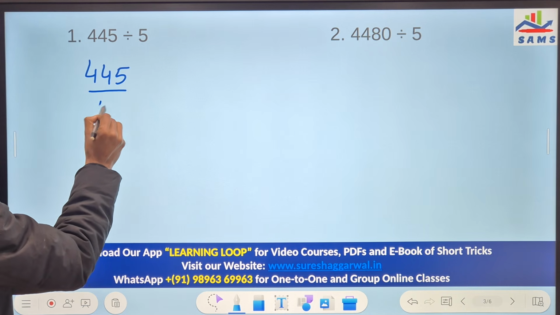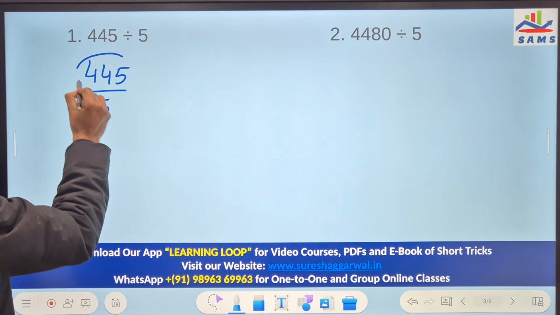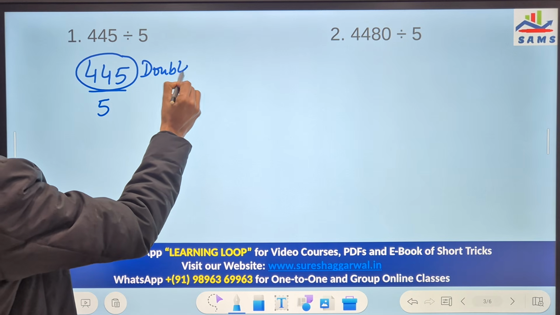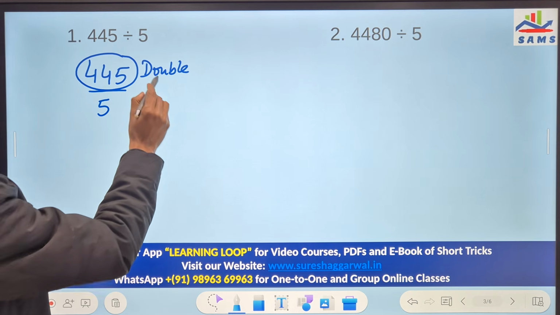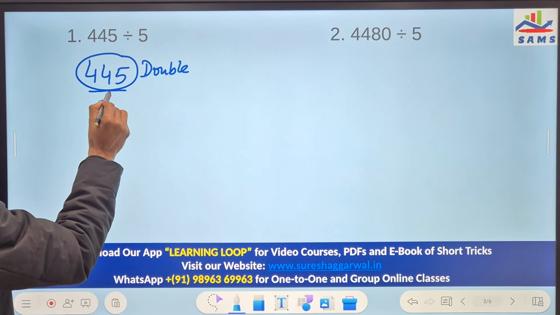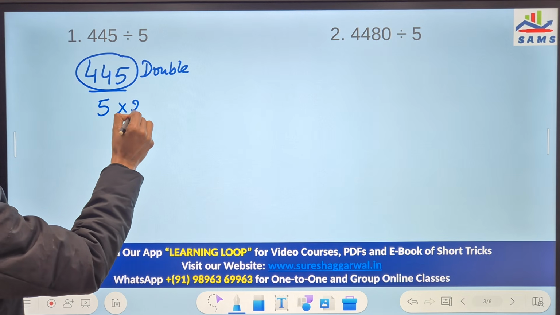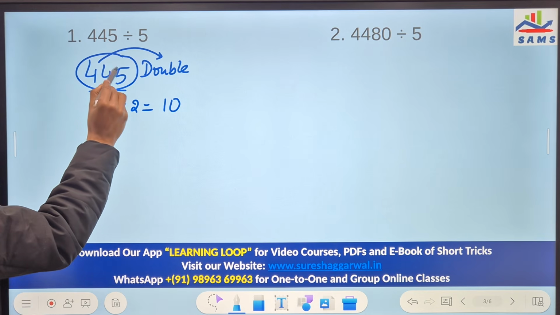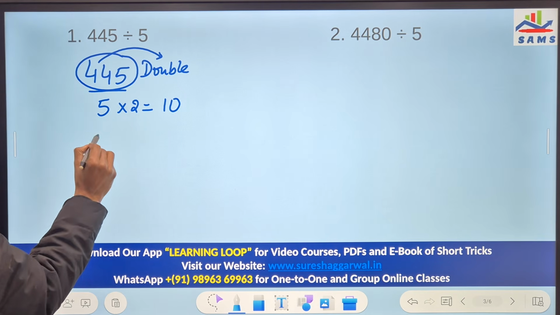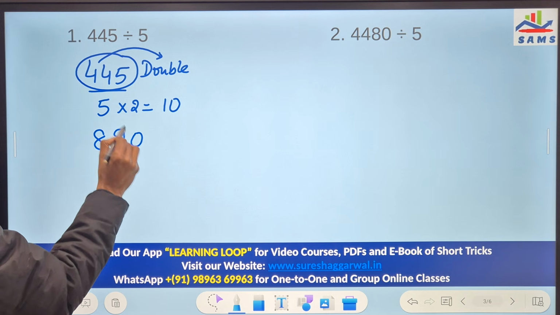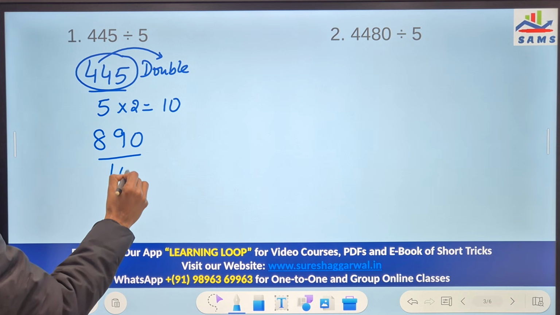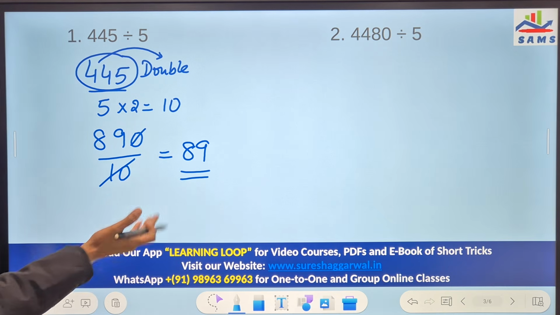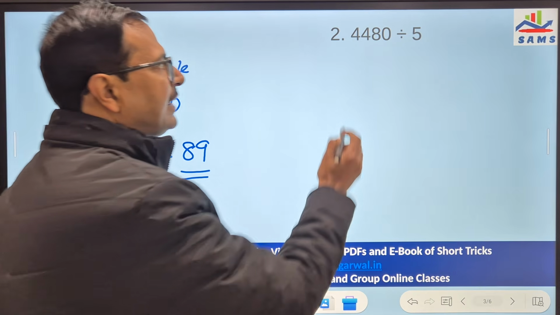445 divided by 5. So I have to take the double of this. I am writing double, so you don't have to write anything. This is just for understanding sake. So double, and the 5 will get multiplied by 2, which gives you a 10. When you double 445, you will get 890. And 5 into 2 is 10. So the 0 cancels out and your answer for the question is 89. Very simple, right? Let's see another one.